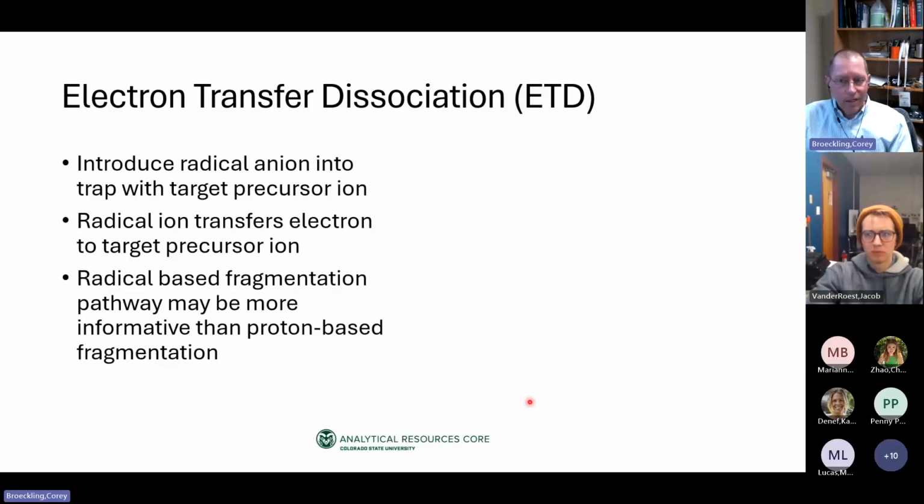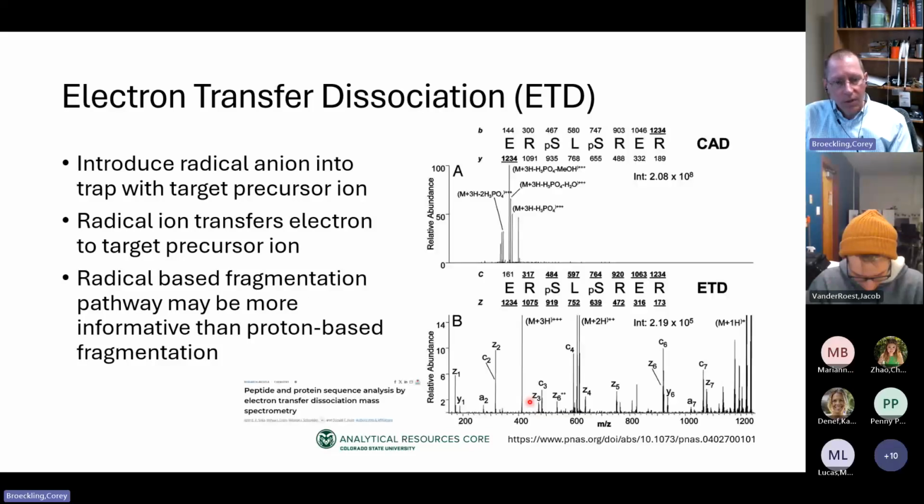And so your target analyte is already charged, but in accepting that negatively charged electron, its charge can be distributed through the mobile electron phenomenon and generate fragmentation in a way that can be very complementary to CID. So the fragmentation spectra for CID is different than that for ETD, and this is one of the reasons why it is used. One of the early applications of this was actually in the analysis of phosphopeptides.